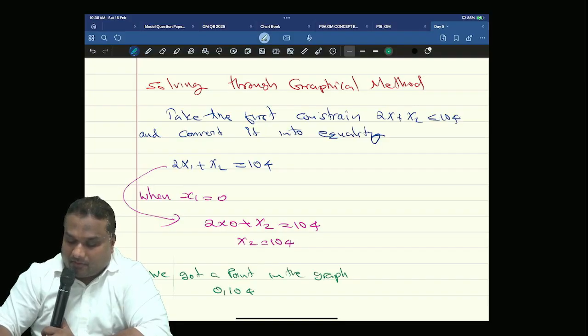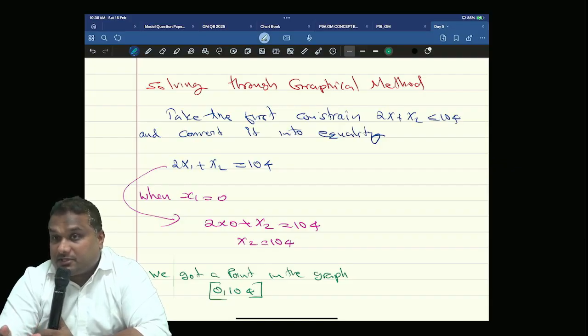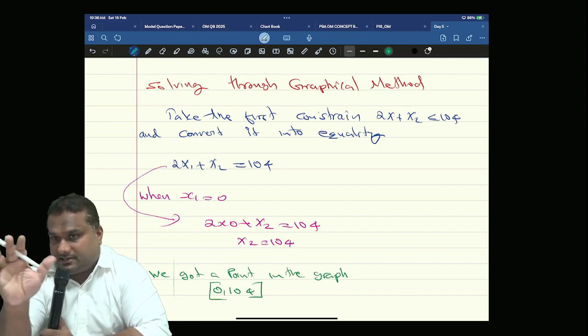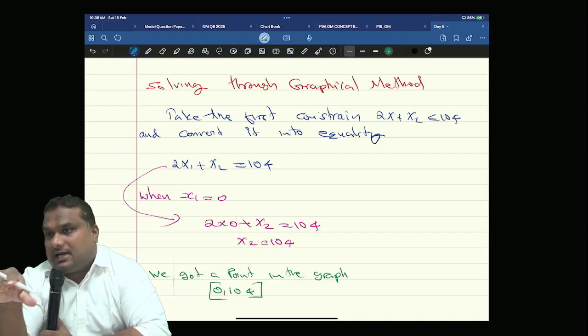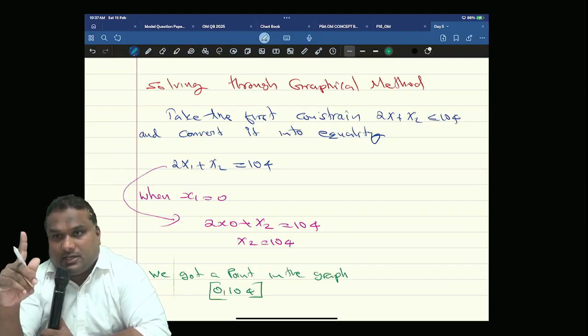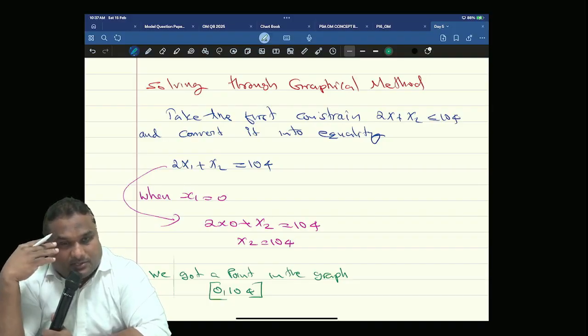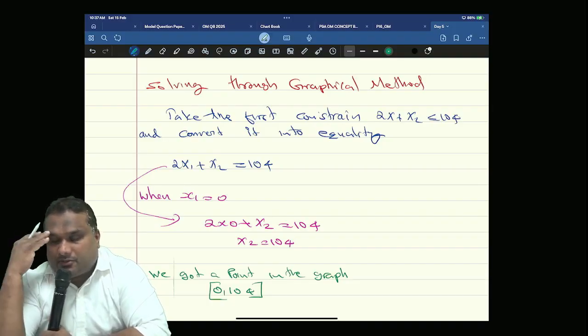We got a point in the graph: 0, 104. The meaning is, if you are not producing lamp A, you will be able to produce 104 lamp B with cutter's time. That means cutter has 104 hours of available time to produce lamp B. Simple. Because he has 104 hours, and lamp B requires only 1 hour, so 104 by 1 is 104. Am I right? If all the products are type B only, cutter will be able to produce 104.